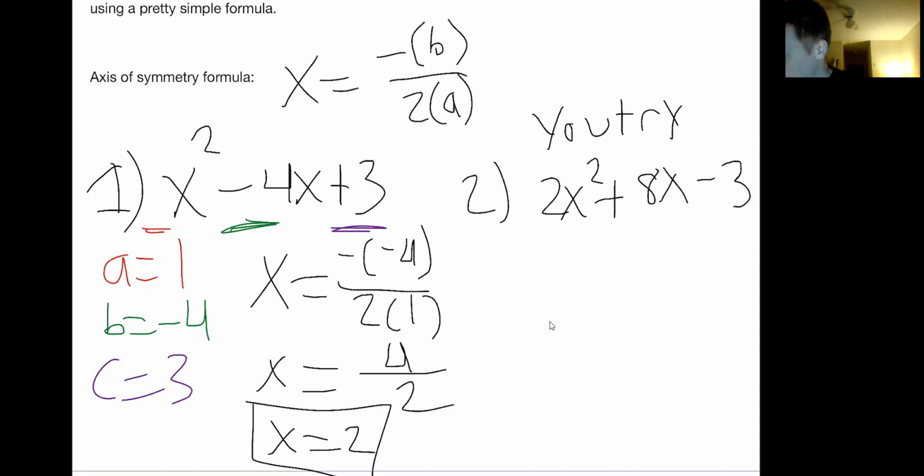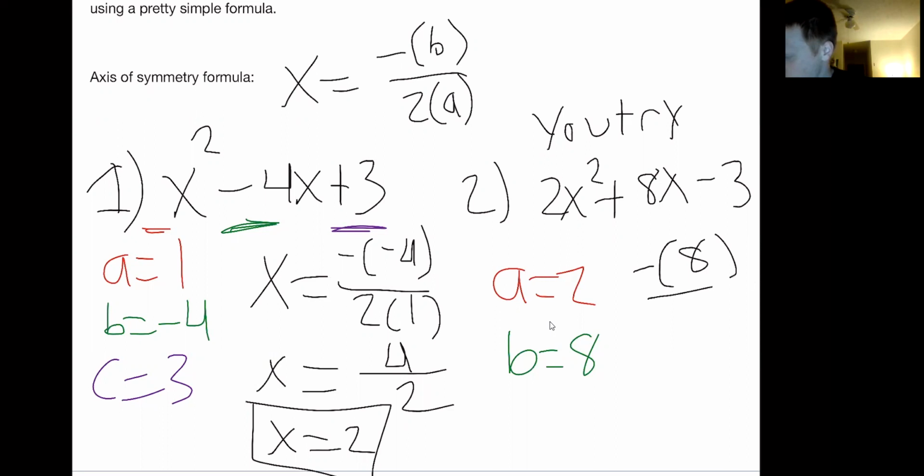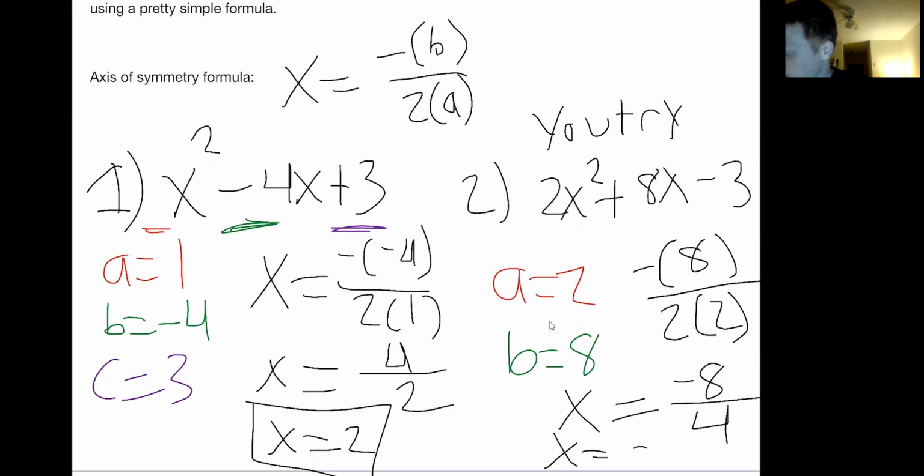All right, so if you gave that a try, you should have seen that your a is 2 and your b is 8. So if you want to put this in your formula, you're going to have negative b, so negative parentheses 8 over 2 times a, so 2 parentheses 2. If you clean this up, on the top, negative 8 is just going to be negative 8. And then 2 times 2 would be 4. And then just divide this. Negative 8 divided by 4 would be negative 2 for your final answer.